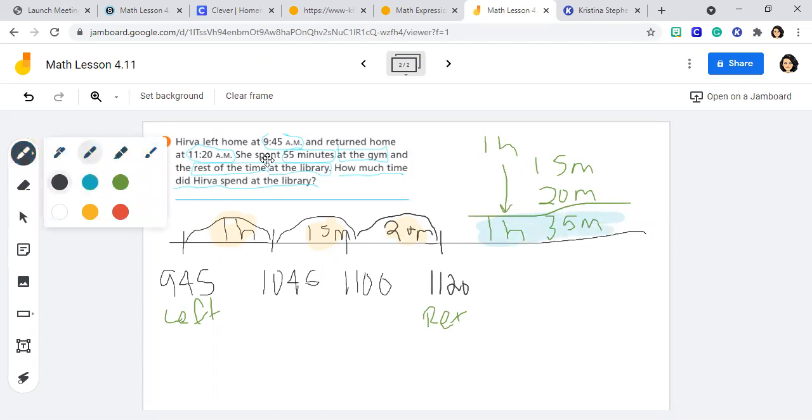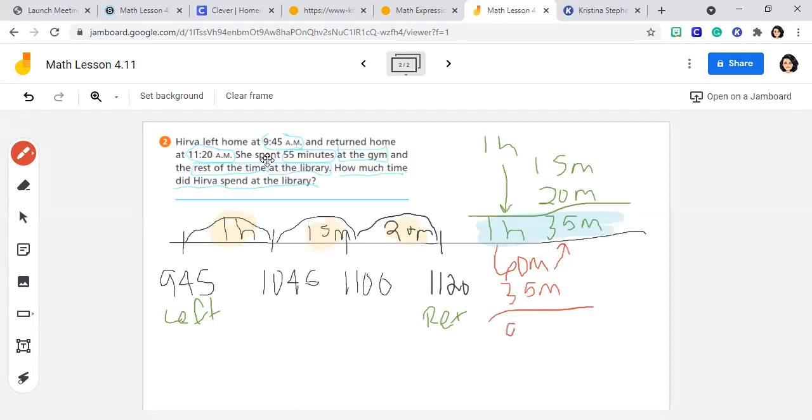Now they went on in this problem to tell us some of the activities that she did. She had spent 55 minutes at the gym and the rest of the time at the library. So I think that I want to actually change this 1 hour into 60 minutes, which is another way to think of it. And I want to combine it with that 35. So 60 plus 35 minutes is 95 minutes that she was gone.